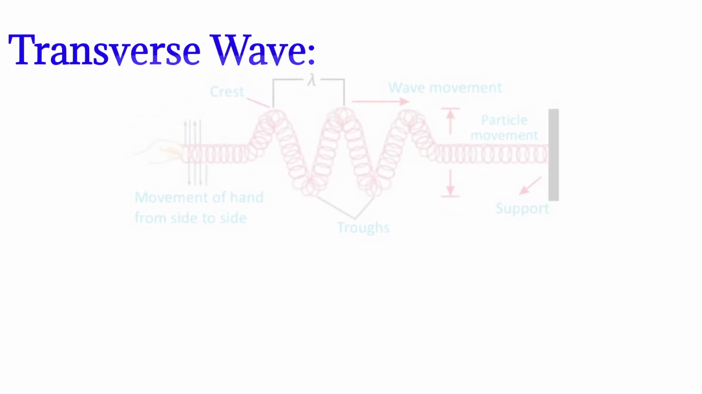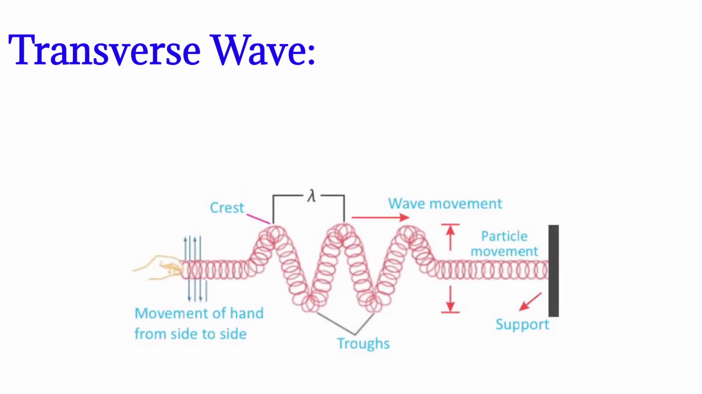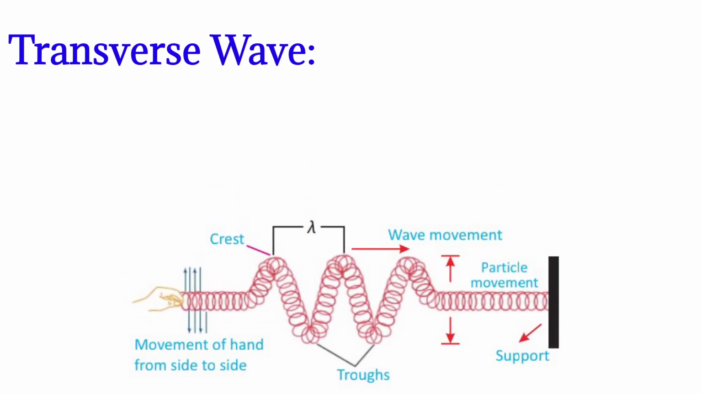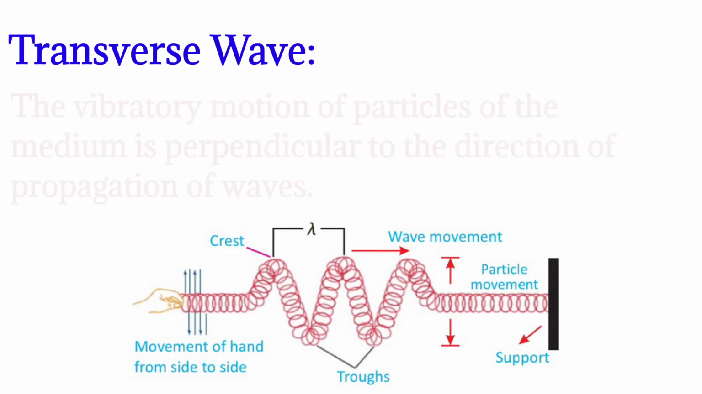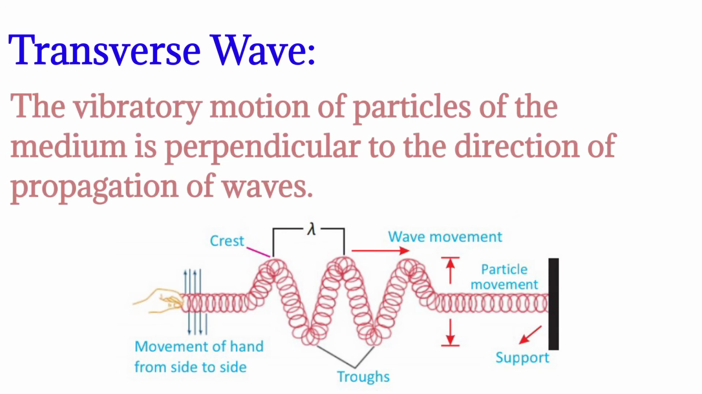We can produce transverse waves with the help of a slinky. Stretch out a slinky along a smooth floor with one end fixed, grasp the other end of the slinky and move it up and down quickly as shown in the figure. We can define a transverse wave as the vibratory motion of particles of the medium perpendicular to the direction of propagation of waves.